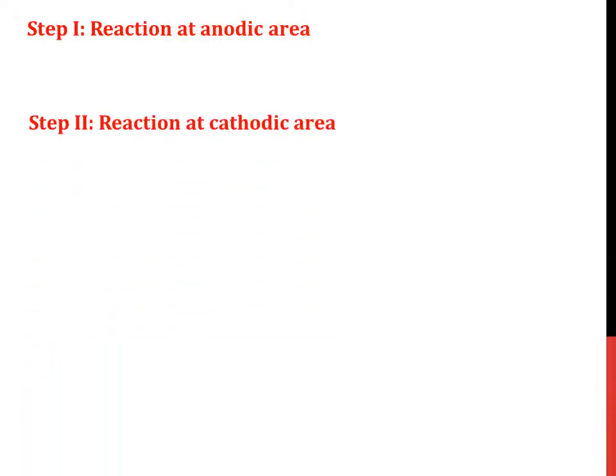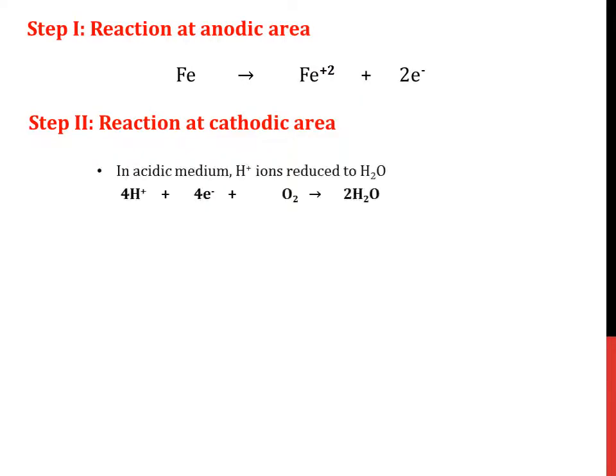The mechanism of formation of rust can be effectively explained by using various steps, which mainly involve the reaction at anodic area and reaction at cathodic area, and finally the formation of rust. As we all are aware, at the anodic area oxidation always takes place. So, iron undergoes oxidation and results in the formation of ferrous ion with the liberation of electrons. The liberated electrons can migrate towards the cathodic area and participate in various reactions depending on the condition.